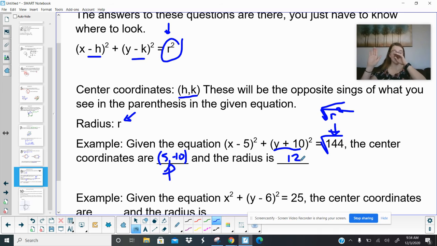So go back to your test, see if you can tell where you made your mistakes. A lot of you guys said this was your radius when you needed to take the square root. A lot of you guys used the same signs as here when you should flip the signs.